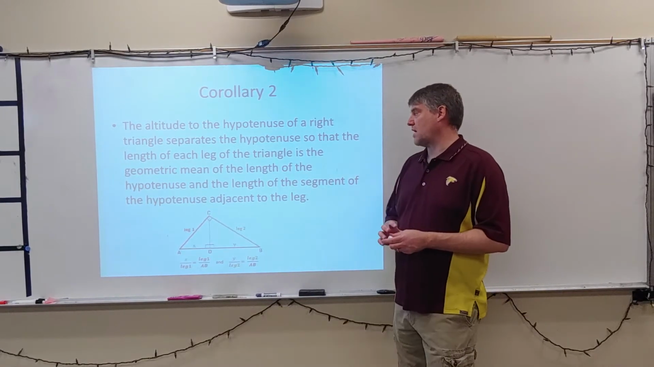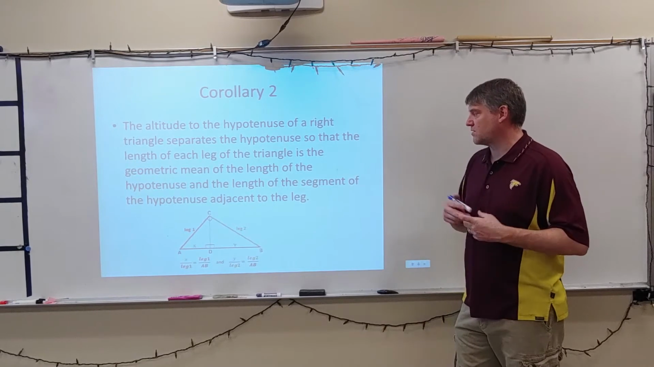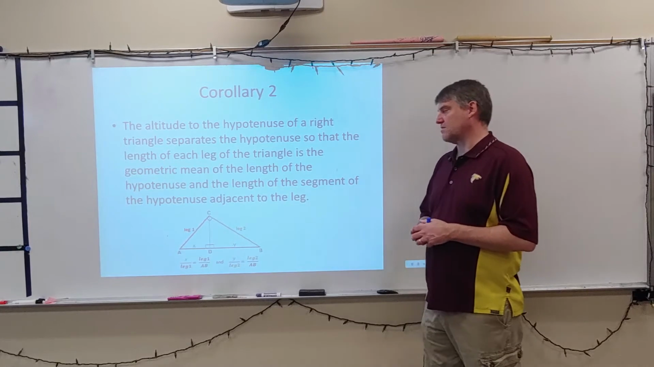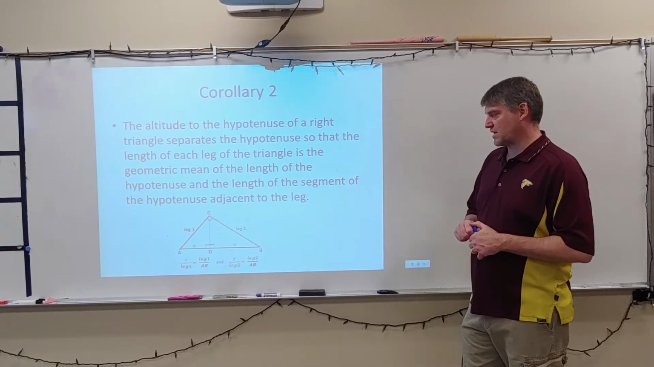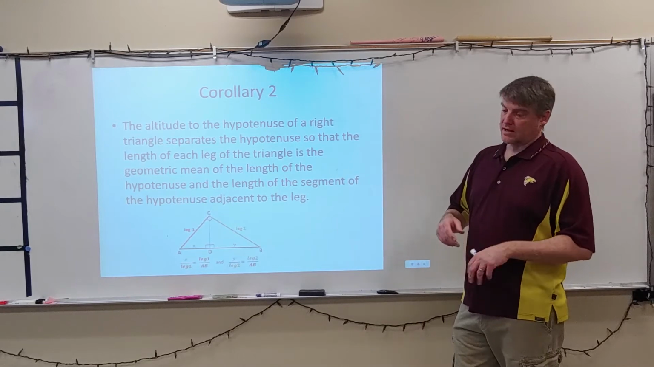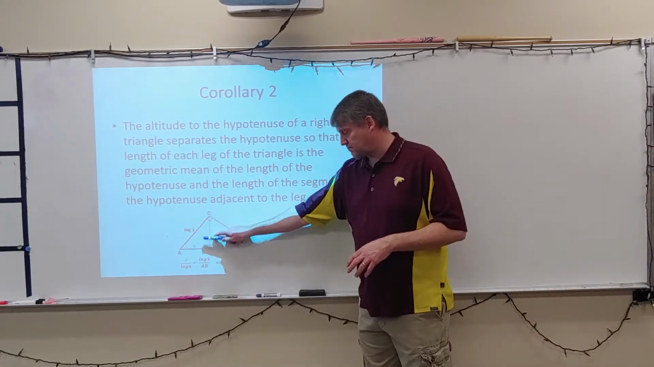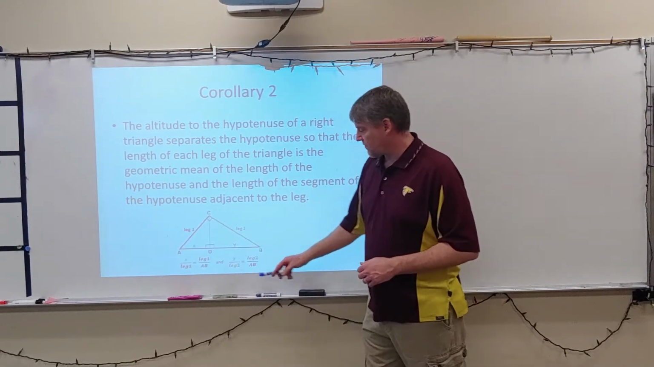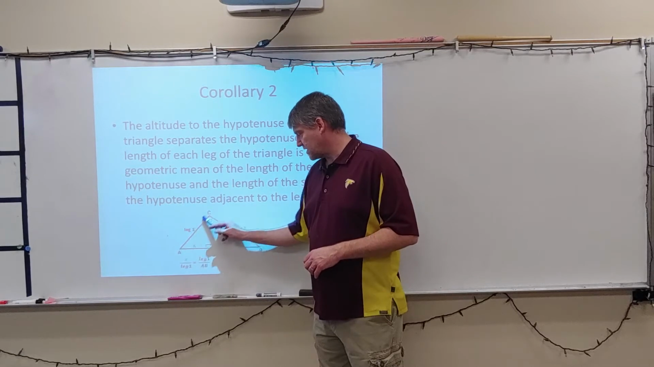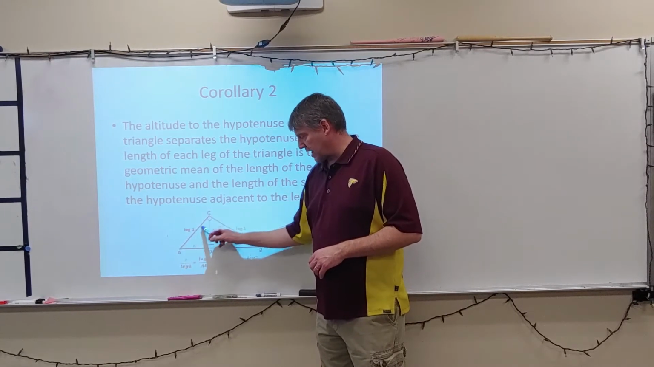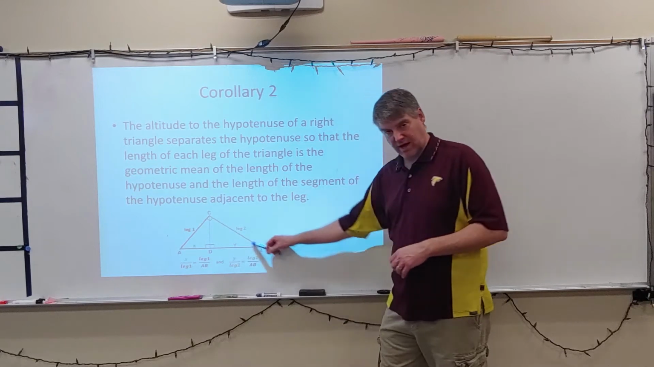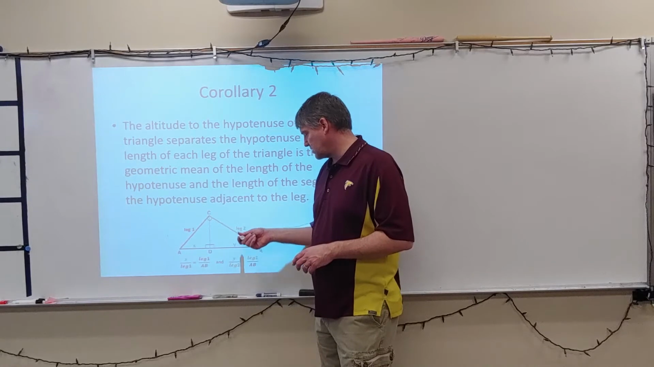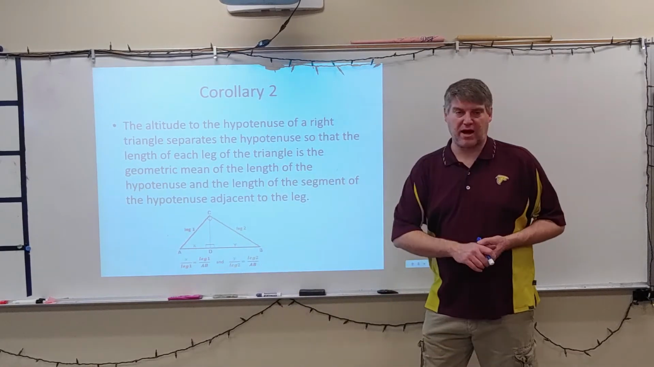Corollary 2, the altitude to the hypotenuse of a right triangle separates the hypotenuse so that the length of each leg of the triangle is the geometric mean of the length of the hypotenuse and the length of the segment of the hypotenuse adjacent to it. Okay? So this is kind of hard to see here, but I've separated this hypotenuse into x and y. So if I go x over this leg 1, so it's red here, so x over leg 1 equals leg 1 over the whole hypotenuse. Okay? And the same thing goes for y. So y over leg 2 is equal to leg 2 over the whole hypotenuse, AB.